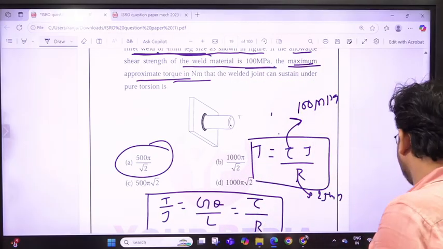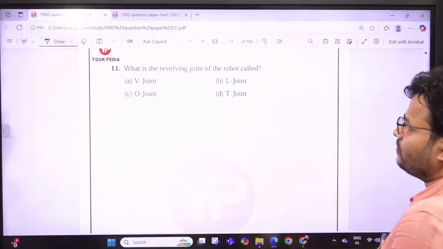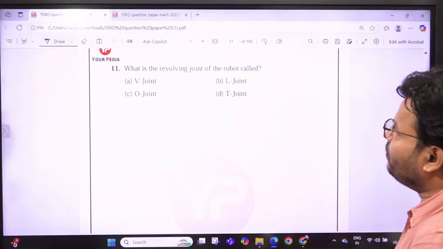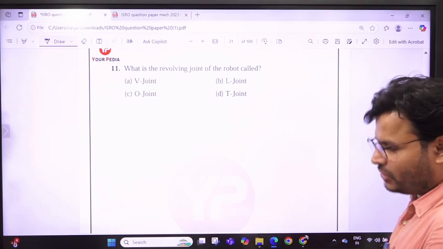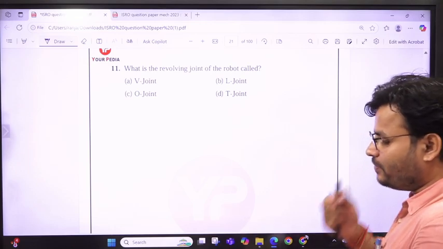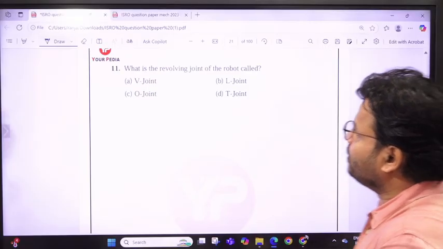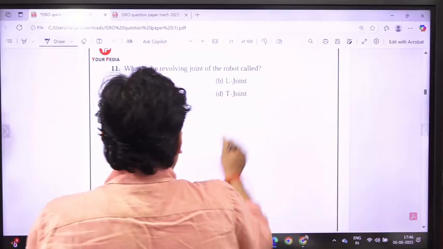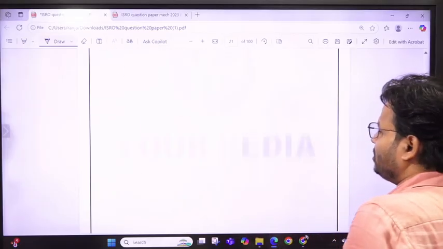Great. Coming to the next question. What is the revolving joint of the robot called? That question is a theoretical question, my dear friends. Revolving joint of the robot is known as, simply we can say, T joint. So simple, theoretical, you just have to remember.